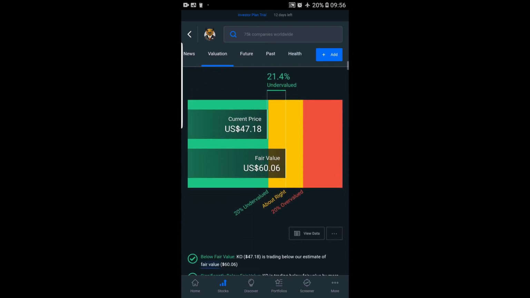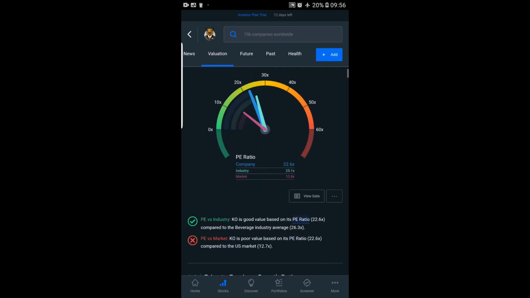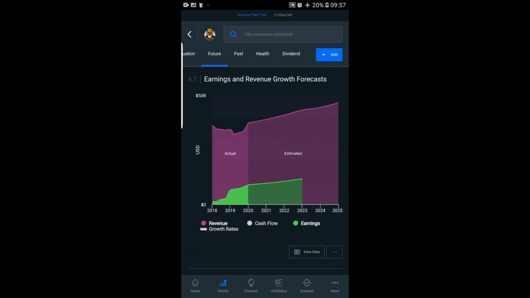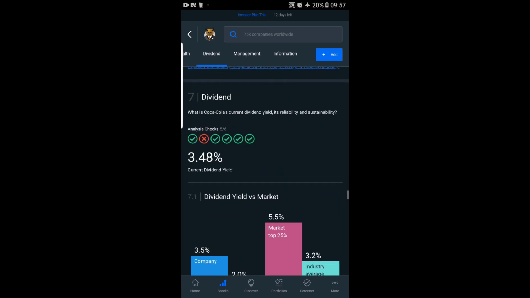Market value, current price versus fair price. Everything's lower than market price and fair price at the moment because of what's going on now. I'll go straight to the dividend because that's what I care about. So they give a 3.48% dividend. I don't know what that actually means, but I know it's more than a bank, so I'm happy.